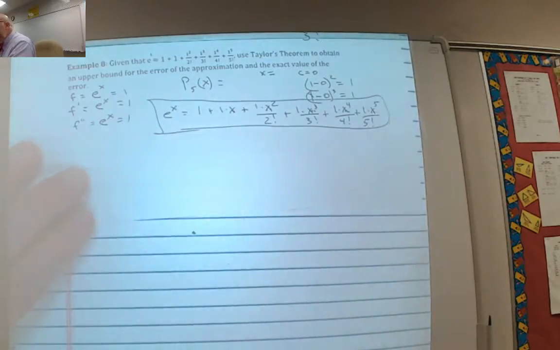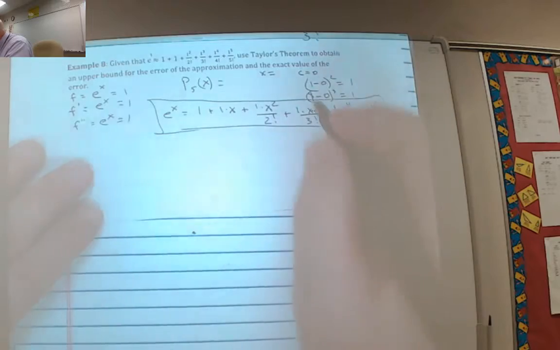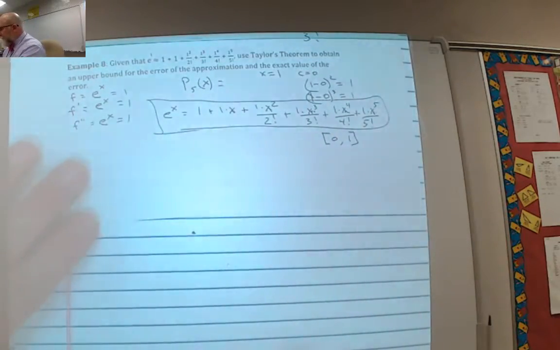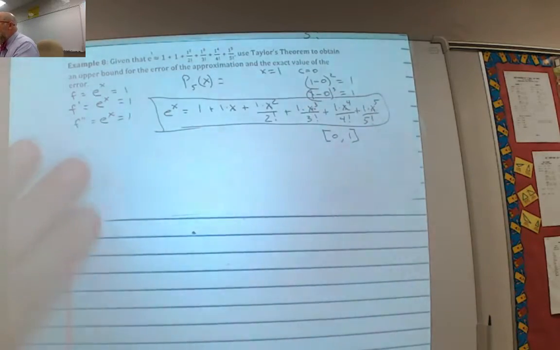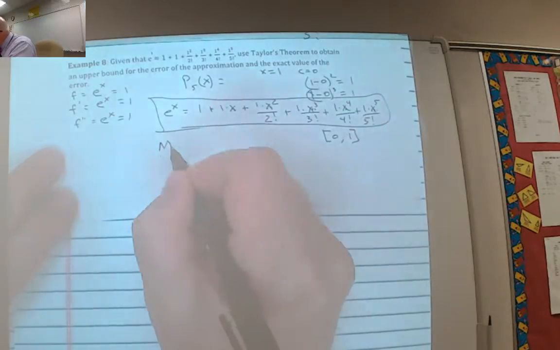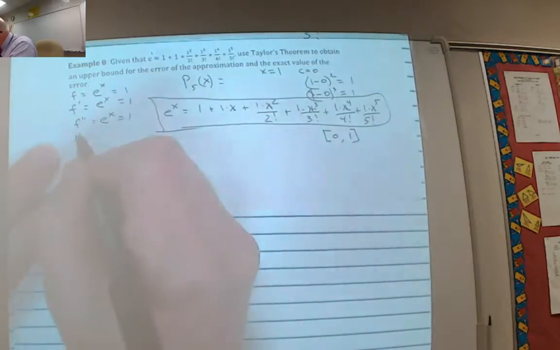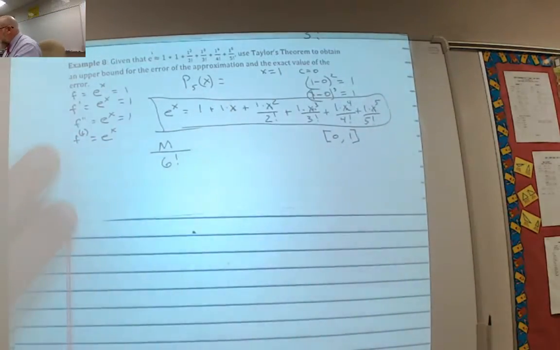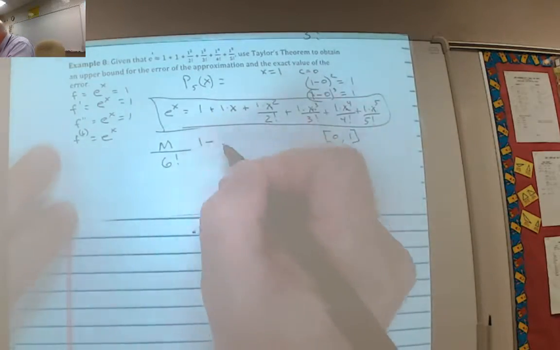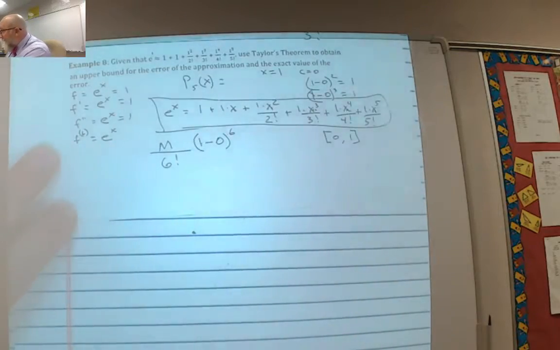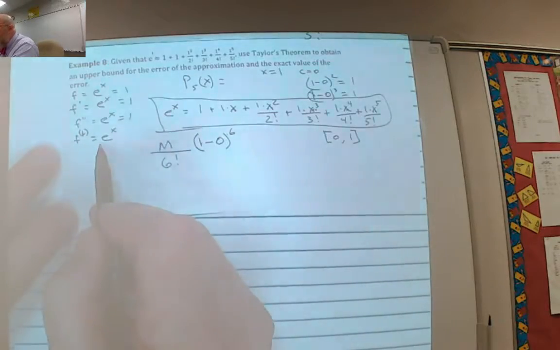So I'm going to figure out the error. Okay, so do you see where I have a closed interval? x is equal to 1, c is equal to 0. So my closed interval is from 0 to 1. Correct? Right? Okay, now I'm going to have M, and I've got to go to the sixth derivative. Well, the sixth derivative is going to be e to the x, correct? Yep. And I'm going to have 6 factorial here. I'm going to have 1 minus 0, x minus c, raised to the 6th power here, correct? Yep.